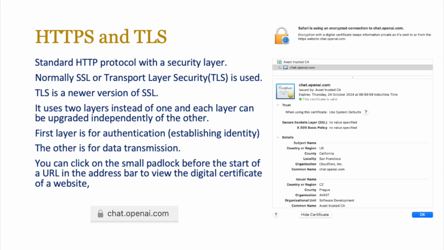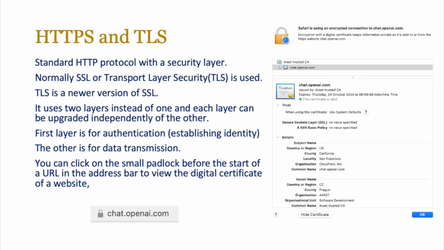So the first layer is for establishing identity, authentication. Are we who we say we are? And the other is for data transmission. So if in the future you got a newer protocol for data transmission, you can upgrade that independently of your authentication protocol. And if your authentication protocol needs to be upgraded, you can do that independently of your data transfer protocol.